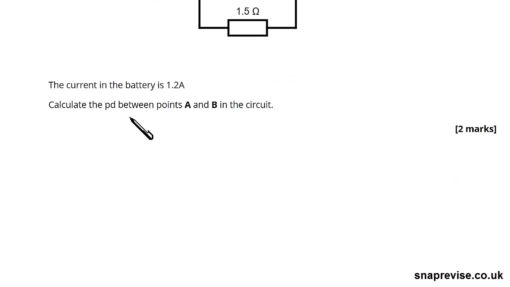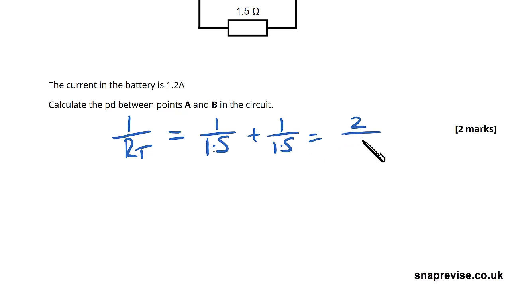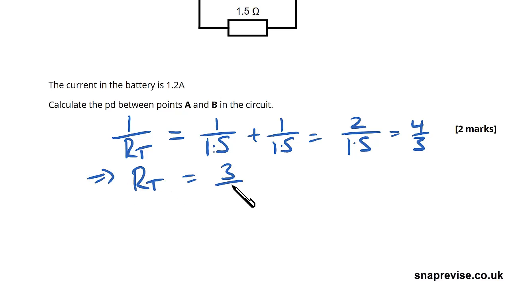So we know that the total resistance of that parallel part of our circuit will be given by 1 over RT equals 1 over 1.5 plus 1 over 1.5, which is clearly just 2 over 1.5, which is again going to be 4 over 3. So we can just flip it upside down and get our resistance. That tells us that RT is the inverse of this, so 3 over 4, which is 0.75 ohms.